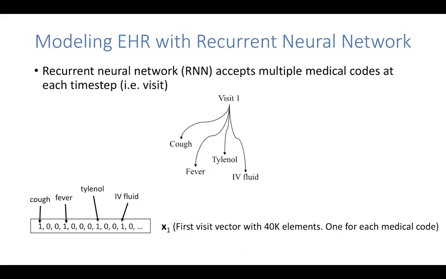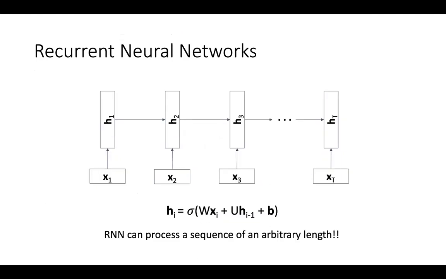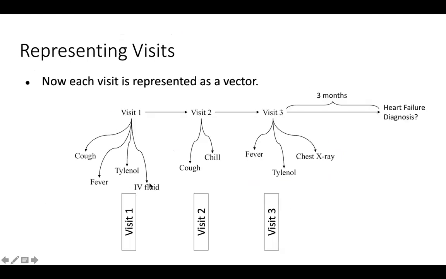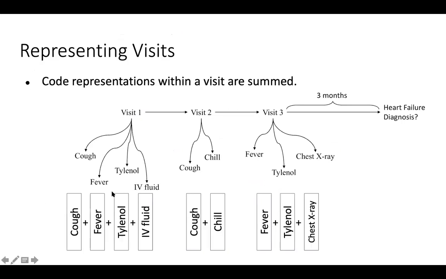So sometime in one visit, in this example, there are four features here, two features here, three features here. So this is the major difference between NLP and healthcare. What we did in this example is simply take the features within a single time step, add them all up to represent a single time step, and then we fed that summed up feature into the RNN.